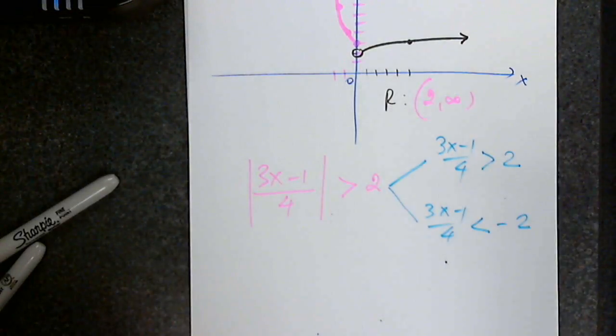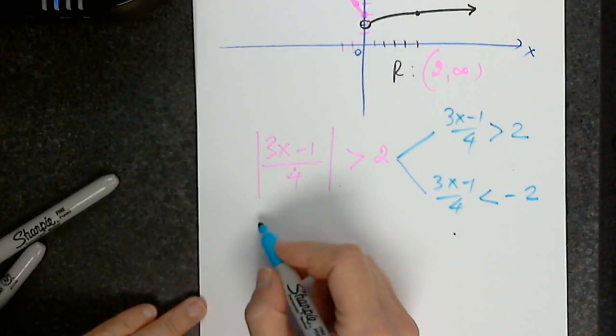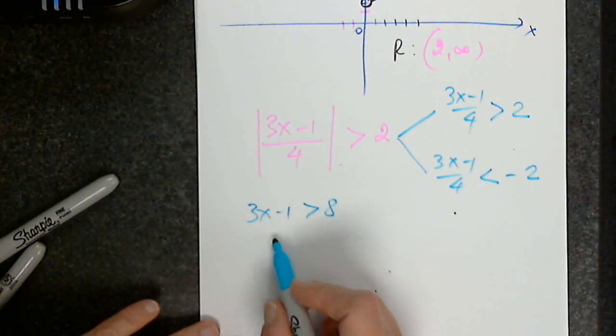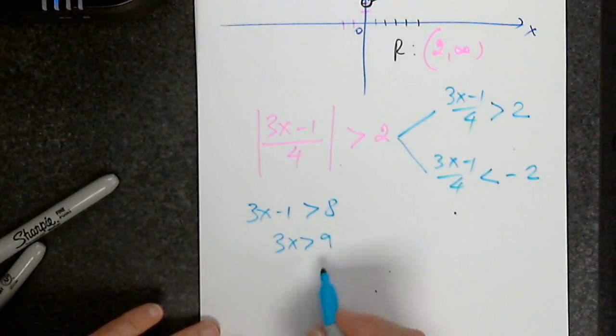Very good. So I will multiply both sides by 4. So I have 3x minus 1 greater than 8. I will add 1 to both sides, and I will divide by 3.